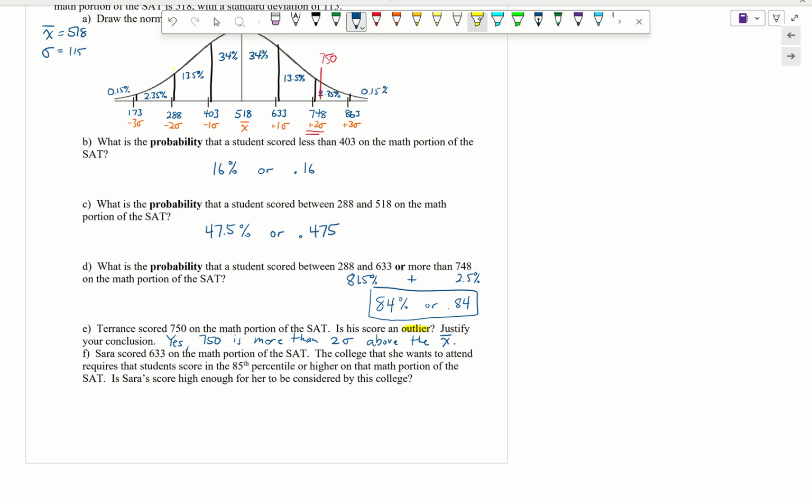Okay. The key phrase being more than. If it's exactly 2 standard deviations, it is not an outlier. It has to be more than.